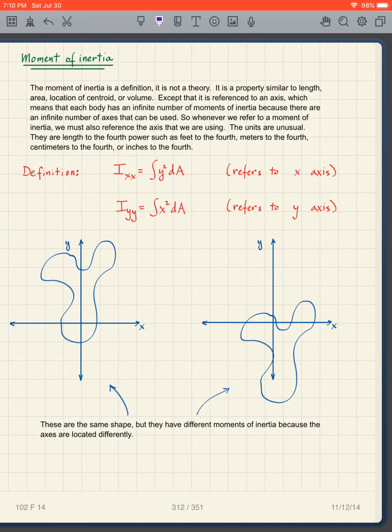Okay, for moment of inertia, let me just say that the moment of inertia is a definition. In other words, it's not a theory. And what happened was that this term, and I'm going to give it to you right here, Ixx is equal to the integral of y squared dA, and Iyy is the integral of x squared dA.